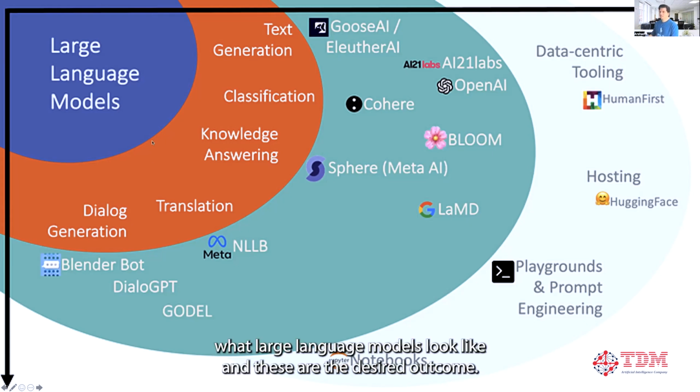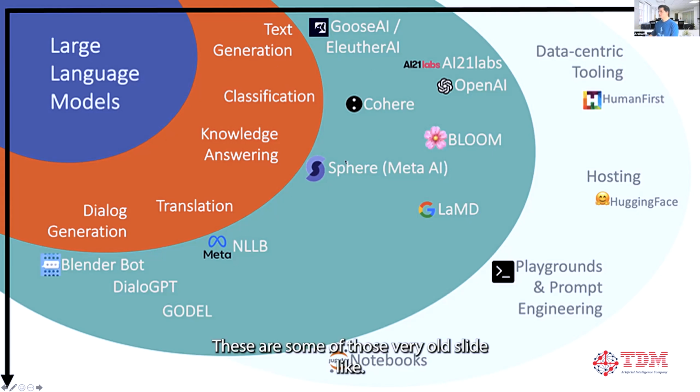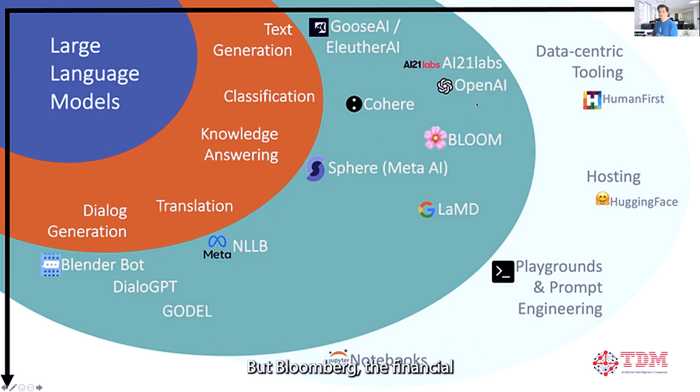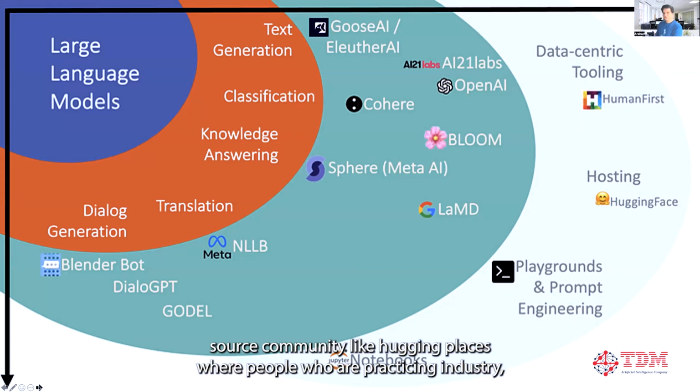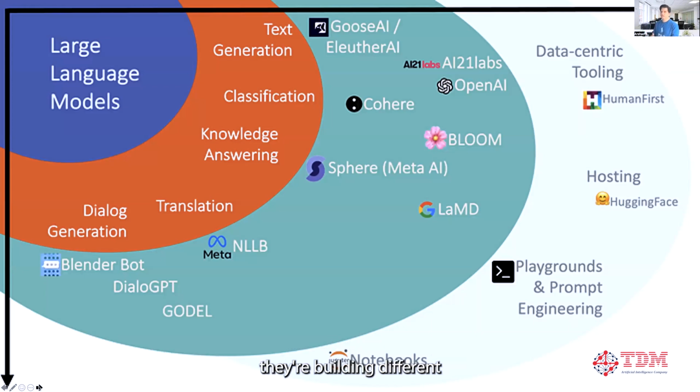So this is what large language models look like. And these are the desired outcomes: text classification, knowledge answering, translation, dialogue generation. These are some very old slides. But Bloomberg, the financial institution, came out with a model on financial data. So applications are all over. There is an open source community like Hugging Face, where practitioners in industry are building different kinds of pre-trained models and putting them out for you and me to consume and build applications around. Most of them are open source, so you can go and tap in there.